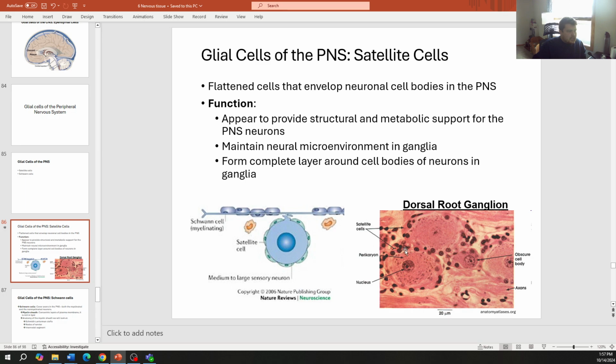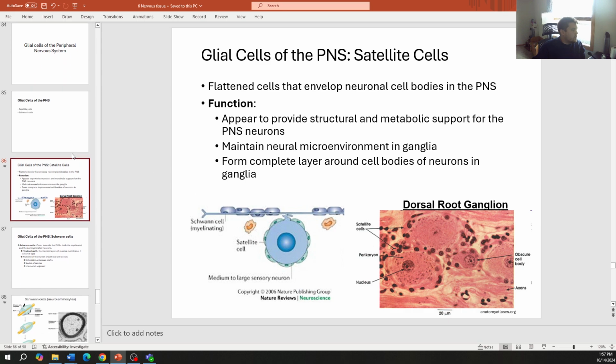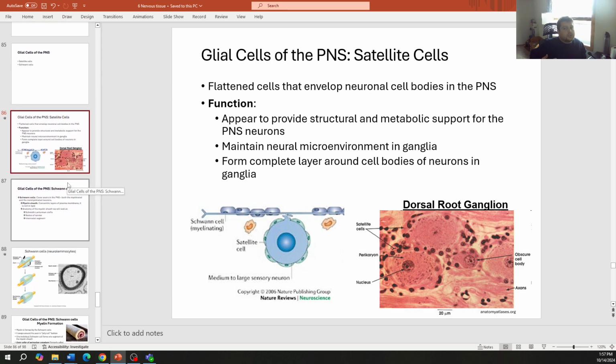You have these satellite cells that surround the soma, or the cell body, also known as perikaryon. They surround it to protect it, give it the structure, make sure that everything in it is running okay. Again, these are our supporting cells.